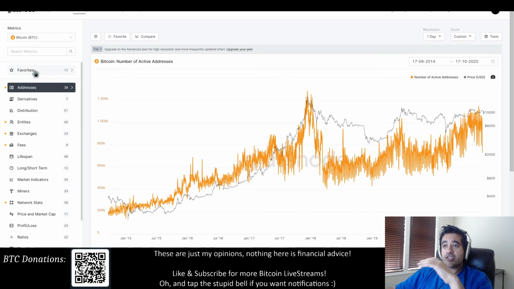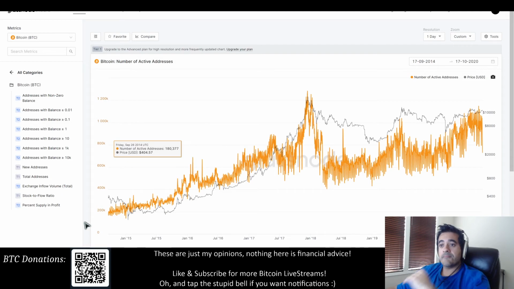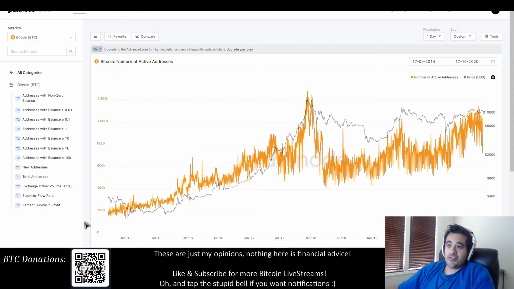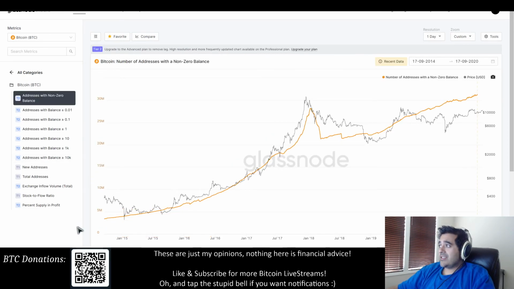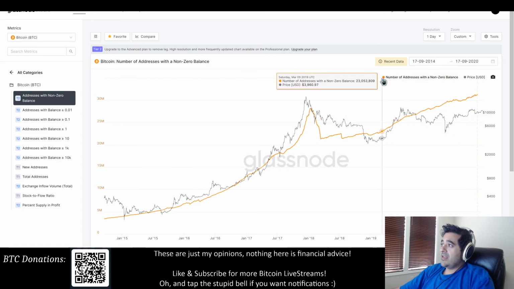I'm just gonna go over some of my favorites that are super interesting. So let's take a look at them. First, we'll look at the addresses with a non-zero balance. So these are basically all the Bitcoin addresses that have at least some Bitcoin in them. And what we're seeing here is a comparison. The gray line is the price of Bitcoin, and then the orange line is the number of Bitcoin addresses.